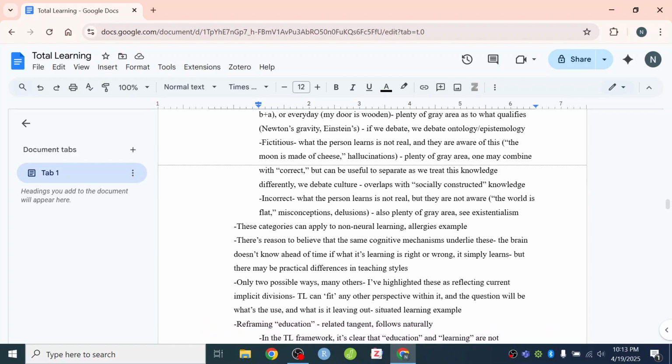Again, these are only two possible ways. I think these are salient, they're relevant ways, but you can divide up that total learning circle, that total learning sphere, all the learning that a person has done, into all different kinds of subcategories. And indeed, total learning can fit almost any other perspective within it. And the question will just be, what is the use of that perspective, and what is it leaving in and what is it leaving out from that total learning framework?